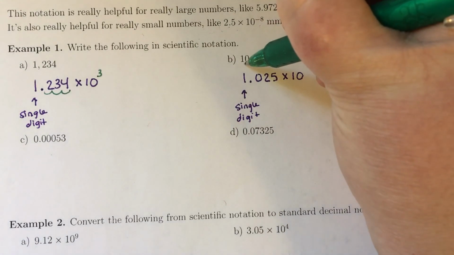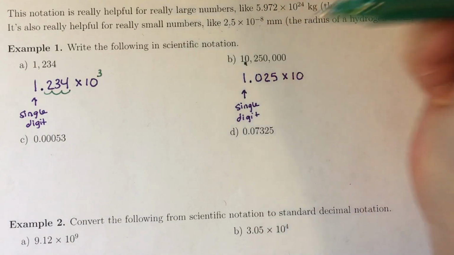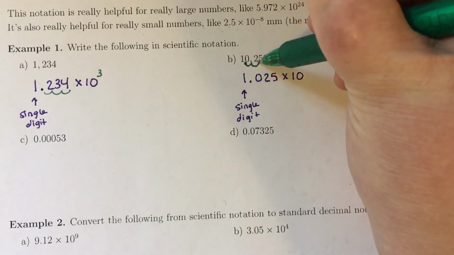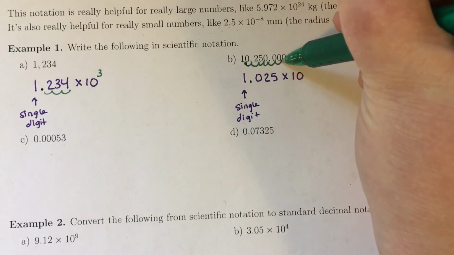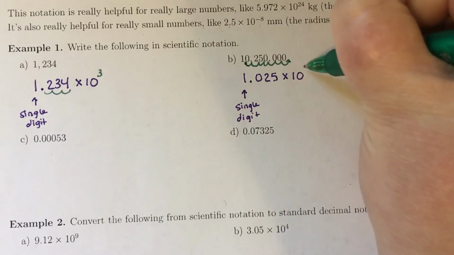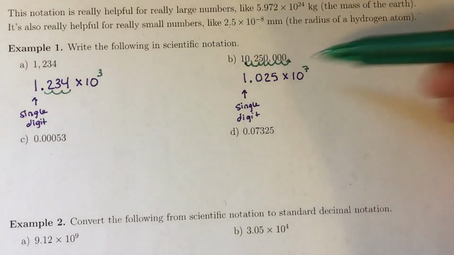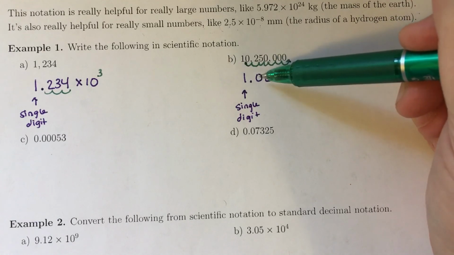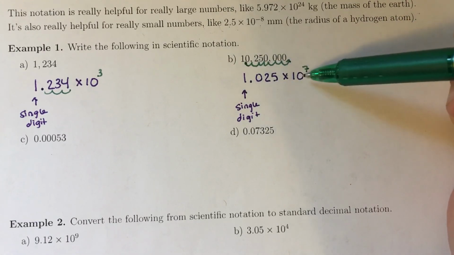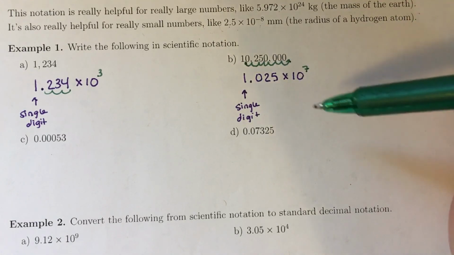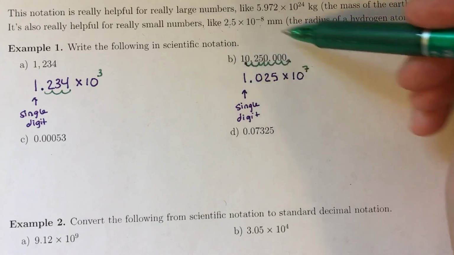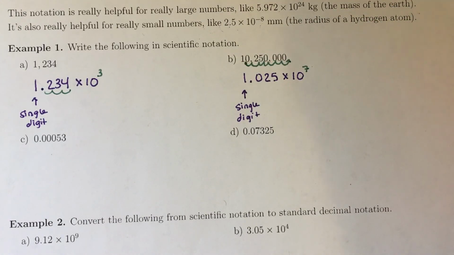maybe I'll draw it up here this time. So here's where I'm putting the decimal after the 1. I would need to move that decimal 1, 2, 3, 4, 5, 6, 7 places to get it back where we started. So that means I'm multiplying 1 and 25 thousandths times 10 to the 7th. And that makes sense because 10 to the 7th is 10 million, which is close to what we started with.